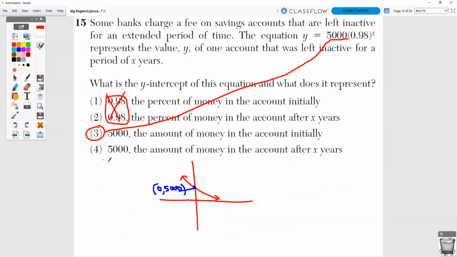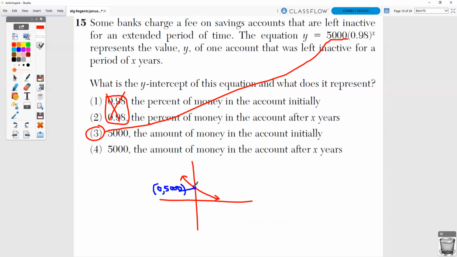In question number 15, some banks charge a fee. The equation is 5,000 times 0.98 to the x power, where x is the number of years. So what is the y-intercept of this equation and what does it represent? If we actually graphed it, the graph would look like this. The y-intercept is right here, (0, 5,000).